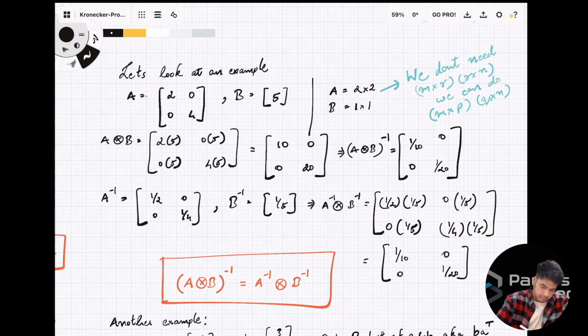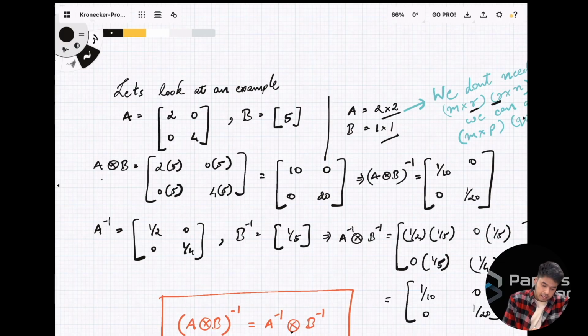So let's say we have A, and that's 2, 0, and 0, 4. I kept it 0 so that it's easy to multiply. And B is 5, just 5, a one row, one column matrix. Just one element. So A is 2 cross 2, B is 1 cross 1. And we can clearly see here that we cannot do a normal matrix multiplication between A and B because we need these two to be the same. But in a Kronecker product, that's not true.